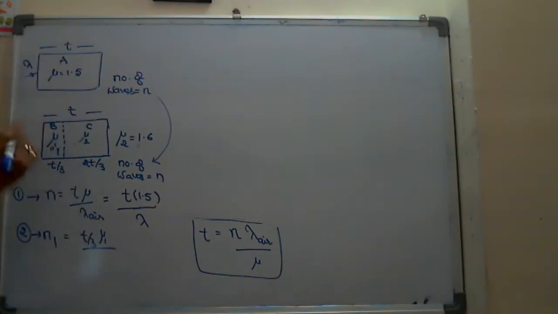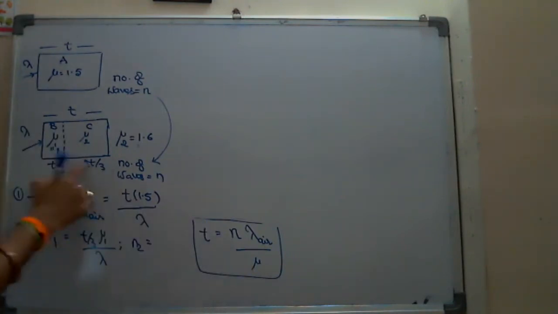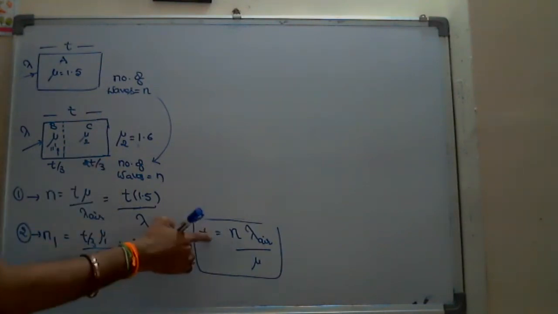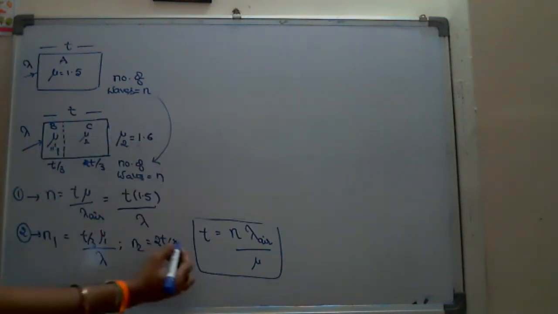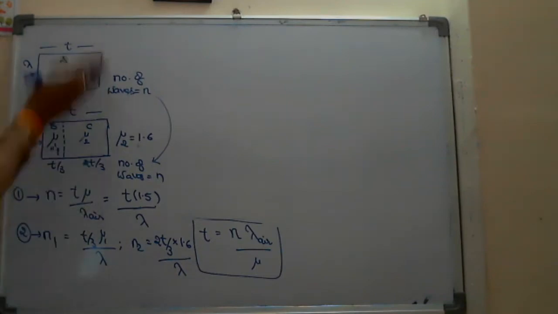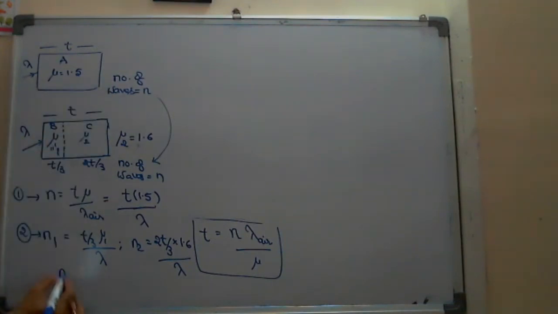By lambda, the same wavelength is used here also. And N2 in the second glass slab will be, according to the same formula, T, where T is 2T by 3 for the second glass slab, into mu, which is given here as 1.6, by lambda. The same number of waves pass through the glass slabs, so N1 plus N2 should be equal to N. Very simple. By equating, you will get the answer.